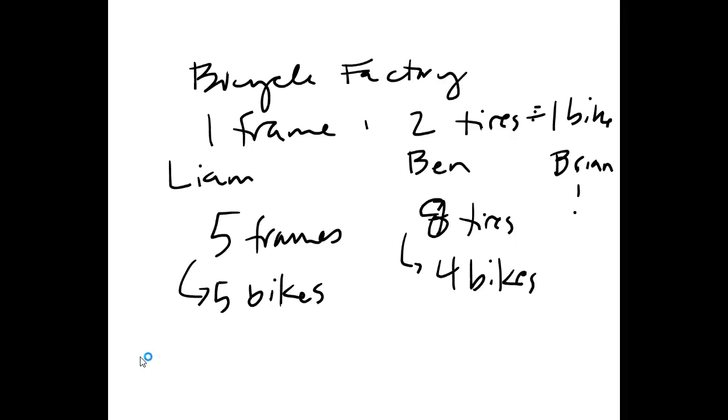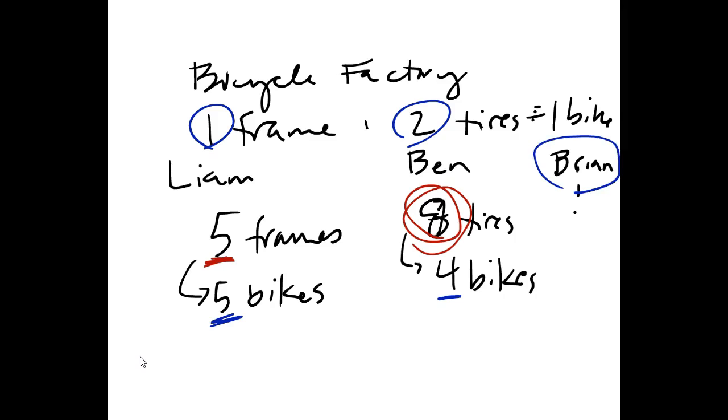Note, for example, that Ben actually has more tires than Liam has of frames. So it's not just a matter of which there is more of, but it's also critical what their ratio is, because the ratio is 1 frame to every 2 tires. So Brian, who's talked to both of these guys, knows what's going to run out first. He knows that the tires are going to run out first, right? Because there's only 8 of them.